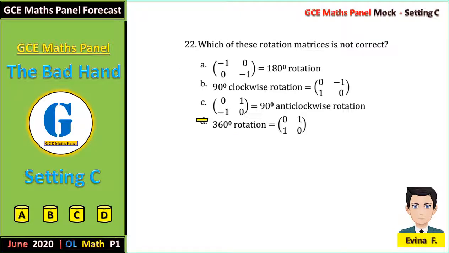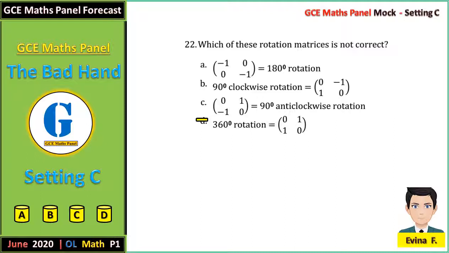Question 22. Which of these rotation matrices is not correct? Let's look at the first one. Rotation 180 degrees. This is actually correct, as you saw in the previous video which I presented. 90 degrees clockwise rotation. This is also correct. The negative is on the top right. 90 degrees anti-clockwise. This is also correct. The negative is at the bottom right.